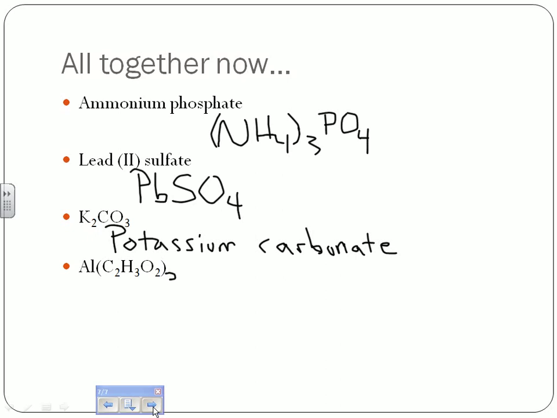And Al(C2H3O2)3. There should actually be a subscript 3 right there. Sorry about that. This should be aluminum acetate.